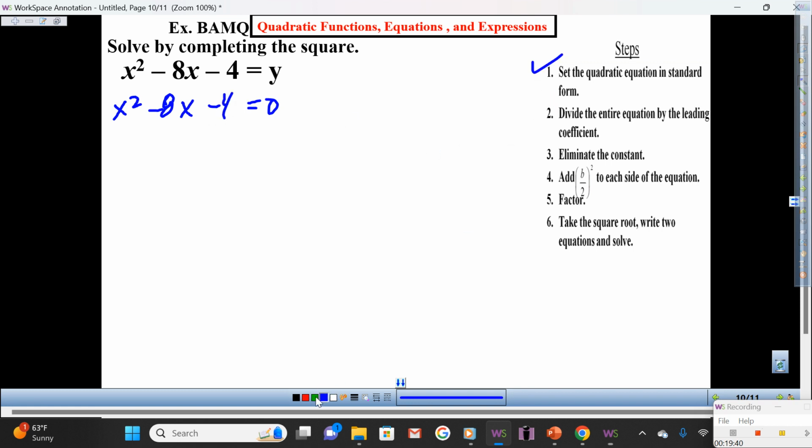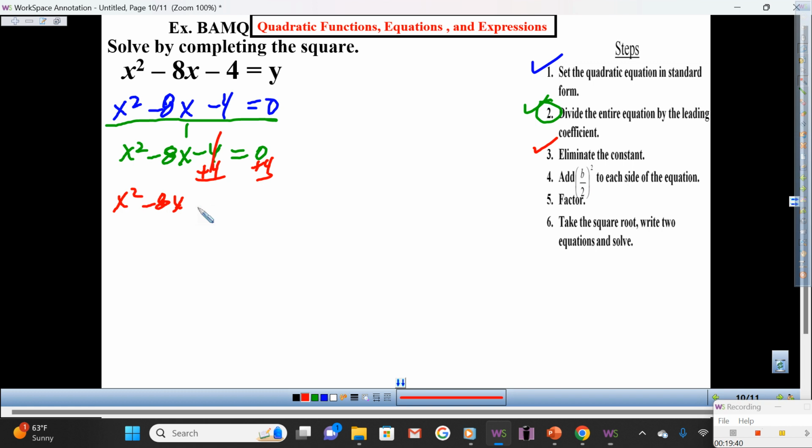That's step 1 done. Continue, Selena. What do I do? Divide by 1, okay? So we're left with x squared minus 8x minus 4 equal to 0. What do I do next? Bailey, what do I do next? Add 4? Okay, add 4 to both sides. We're left with x squared minus 8x, empty space, equals 4.